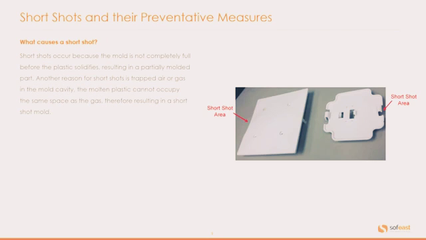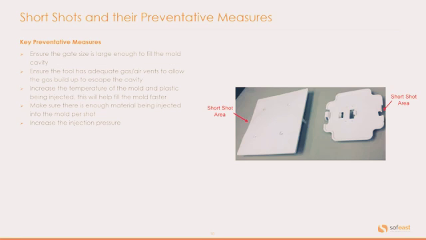Let's have a look at the problem with short shots. Again, we can see exactly what a short shot looks like on the right here. Now, short shots occur because the mold is not completely full before the plastic solidifies, resulting in a partially molded part. Another reason for short shots is trapped air or gas in the mold cavity. The molten plastic cannot occupy the same space as the gas, therefore resulting in a short shot mold.